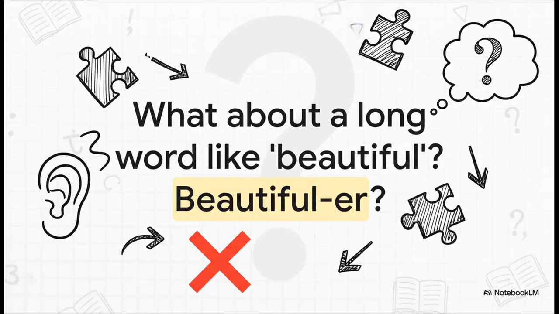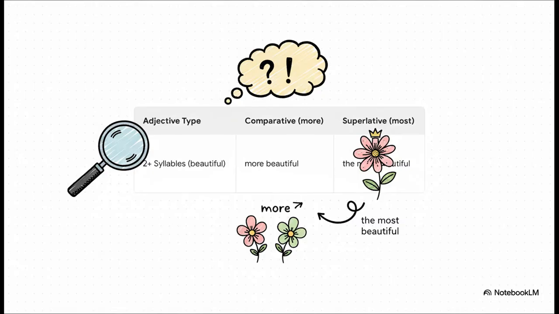But hang on a second. What about a longer word? What about a word like beautiful? Do we say beautifuler? No way. That just sounds clunky and wrong, doesn't it? Our brain immediately tells us that rule doesn't work here. And that's because for longer words, we're talking 2 or more syllables usually, we don't change the word itself at all. Instead, we use a little helper word right in front of it. More for comparing two things, and the most for crowning that champion. More beautiful, the most beautiful. It just sounds so much cleaner, right?